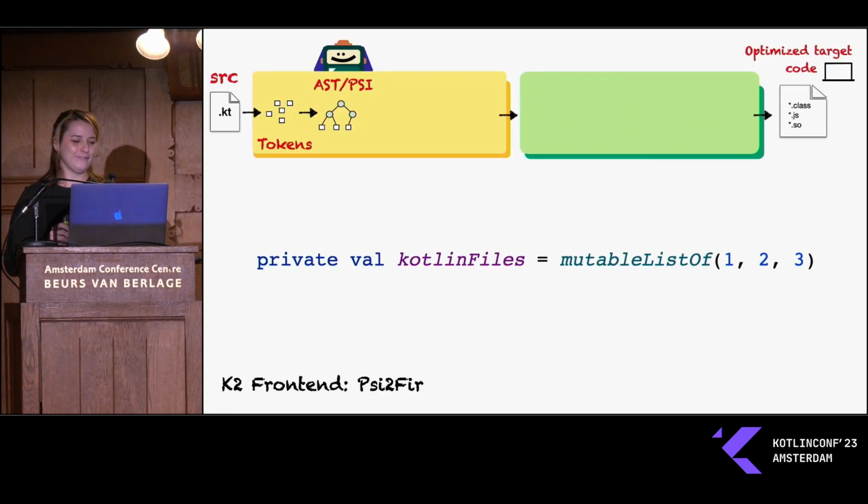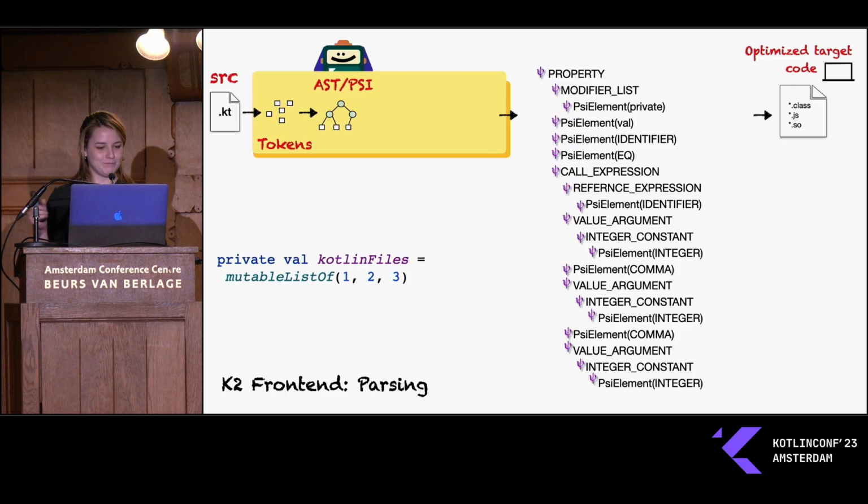For the K2 front end, I'd like to look at a slightly more complex example and start at the same phase where both front ends go before the differences start splitting off. So we have private val Kotlin files. It's a mutable list of 1, 2, 3. We're going to start at the PSI level again, only we're going to remove some of the backend because there was a lot more for this one. I even took out the PSI white space because it would have been a lot longer otherwise, so we can read a little bit better.